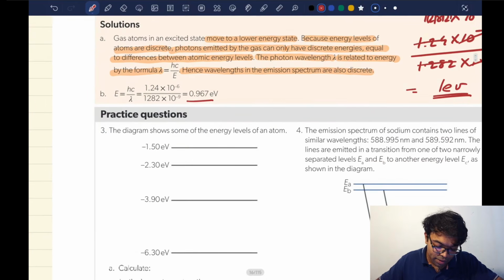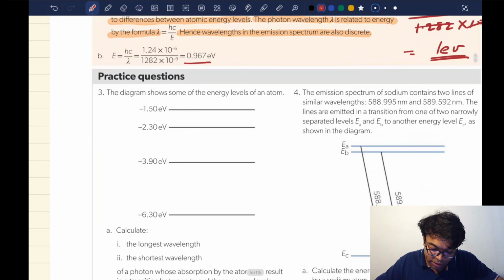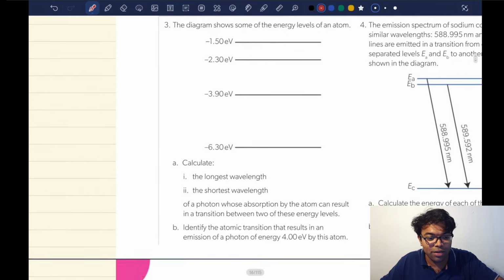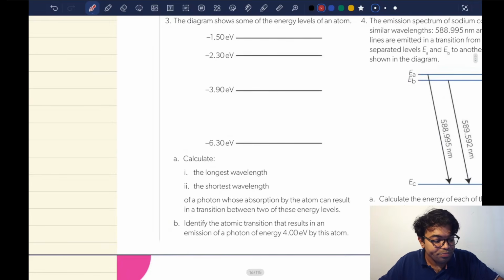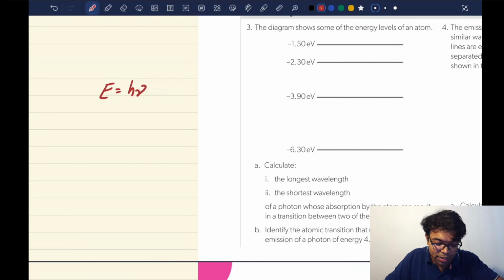Okay, let's move on. The diagram shows some of the energy levels of an atom. You have minus 6.3 electron volt, minus 3.9 electron volt, minus 1.2 electron volt, minus 1.5 electron volt. Calculate the longest wavelength. Okay, this is a very tricky question. Now, what is the formula for energy? E is equal to h nu, that is frequency, or E is equal to h c by lambda.